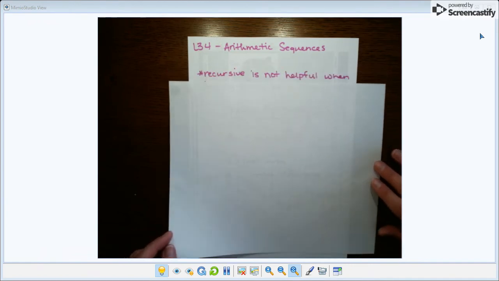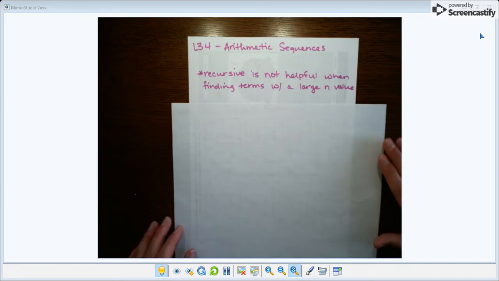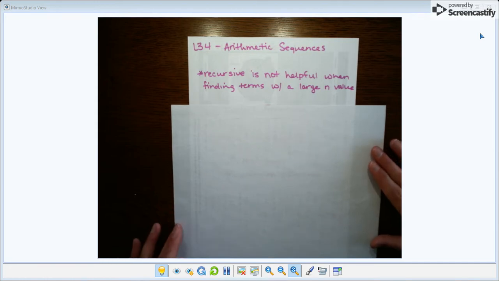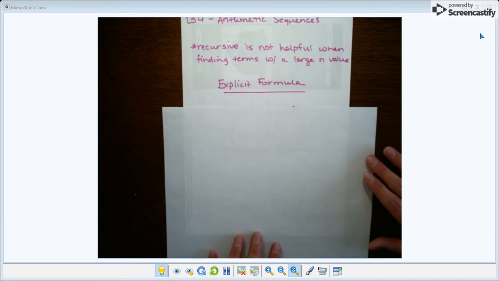So the other day when we were talking about recursive, we said that in order to use your recursive formula, you had to know the previous term in order to find your next term. Well, if I'm asked to find the 112th term, I don't want to have to find all 111 previous terms in order to do that. So that recursive isn't super helpful when we have large terms that we're finding. So that's where this explicit formula comes in.